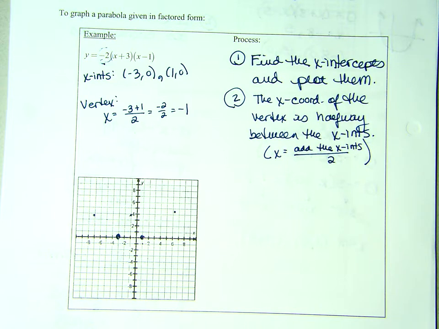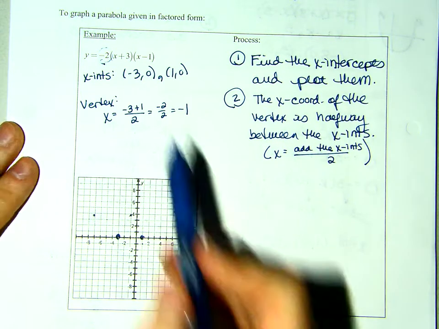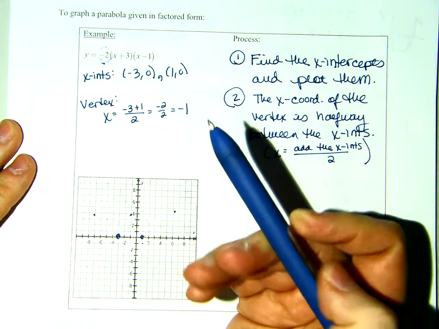Hands. How would I find a y-coordinate of the vertex? I've got the x now. How am I going to get a y? Lionel. You got to be a little louder. Yeah. Not just for one of the x values, though. I'm not going to plug it in for both of the x values. I'm going to plug it in where the x is.